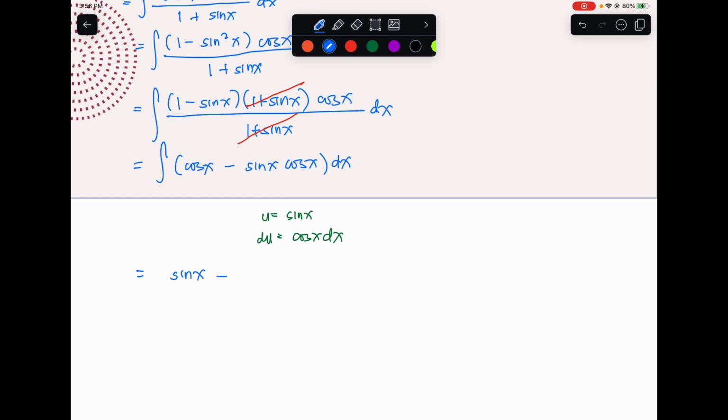sine x, which is u. So u squared all over 2. Again, this one is our u, this one is our du. So therefore, it's u squared all over 2. So u is sine x, so u squared will be sine squared x all over 2 plus c. And that will be our final answer.